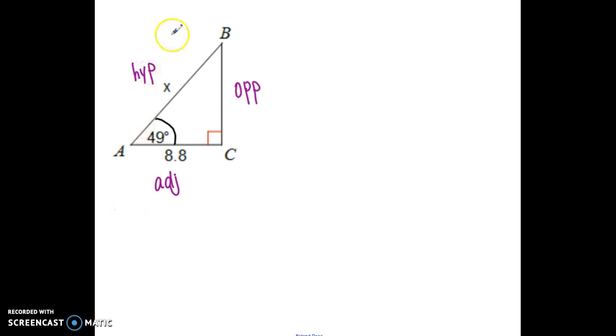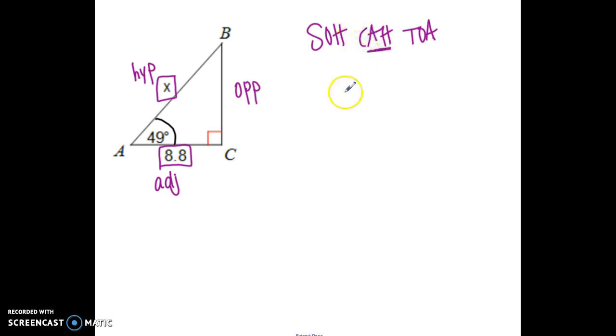So right now, what we were given was the adjacent side, the 8.8, and what we're solving for is the x. So we need a trig function, sine, cosine, or tangent, that relates the adjacent side and the hypotenuse. And since we know SOHCAHTOA, we know adjacent and hypotenuse are related with the cosine function. So we will be writing the cosine of our angle, 49 degrees, equals adjacent over hypotenuse. So in this case, 8.8 over x is what we're solving for.